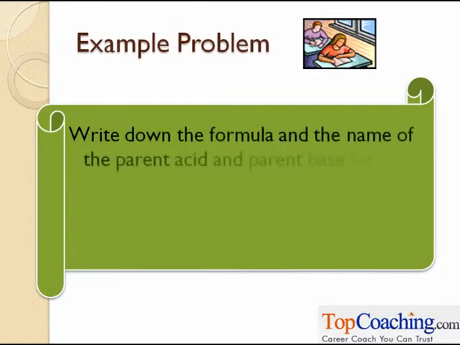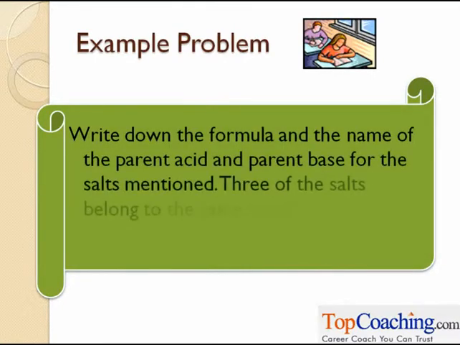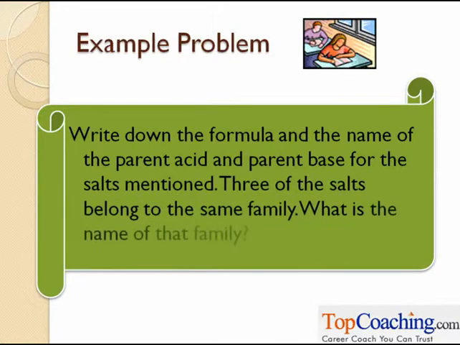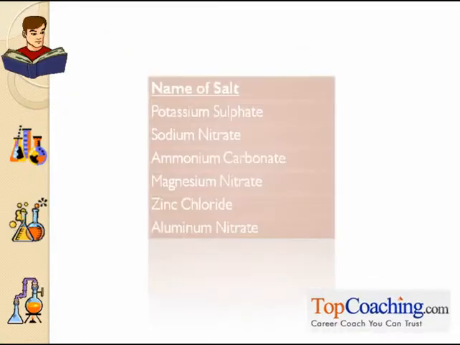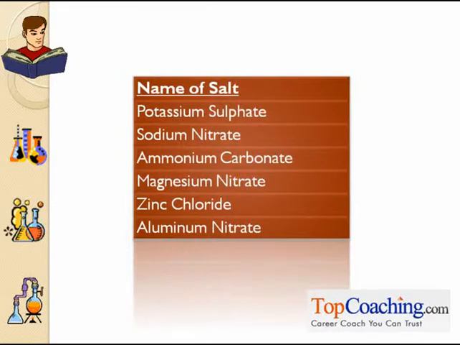Write down the formula and the name of the parent acid and parent base for the salts mentioned. 3 of the salts belong to the same family. What is the name of that family? In this question, we are given a table like this. We have to first find out the name of the parent acid and the parent base in the case of all these salts. Then, the question says that 3 of these salts belong to the same family. We have to find out which family 3 of these salts belong to.